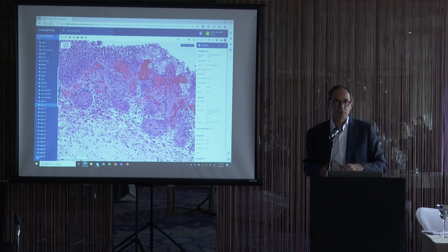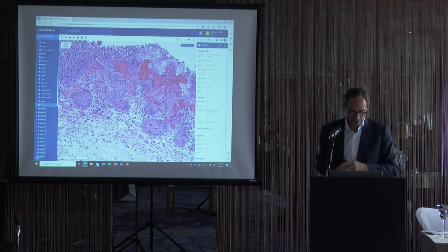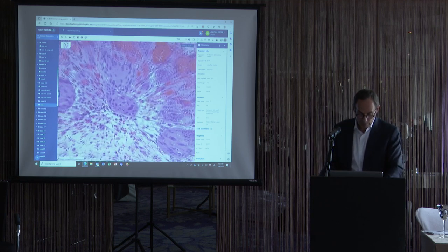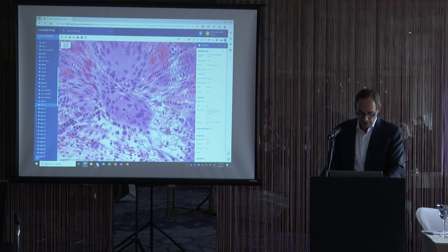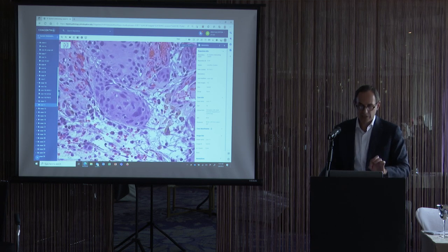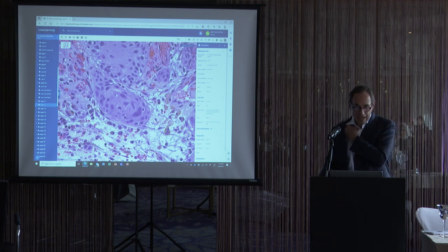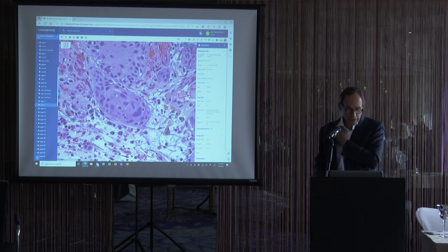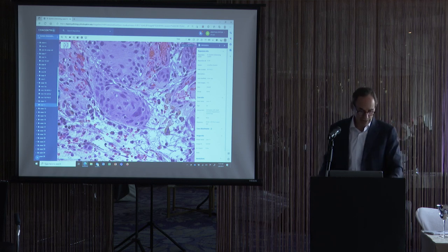For now, we'll just look at the morphology. But the problem is, if I just looked at any one of these nests out of context, it would look like cancer. So again, in bladder, the stress is, look at the whole lesion, nothing out of context.